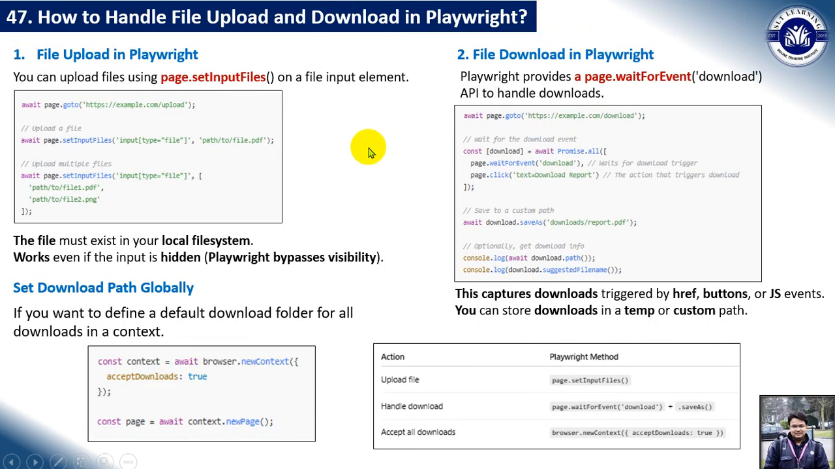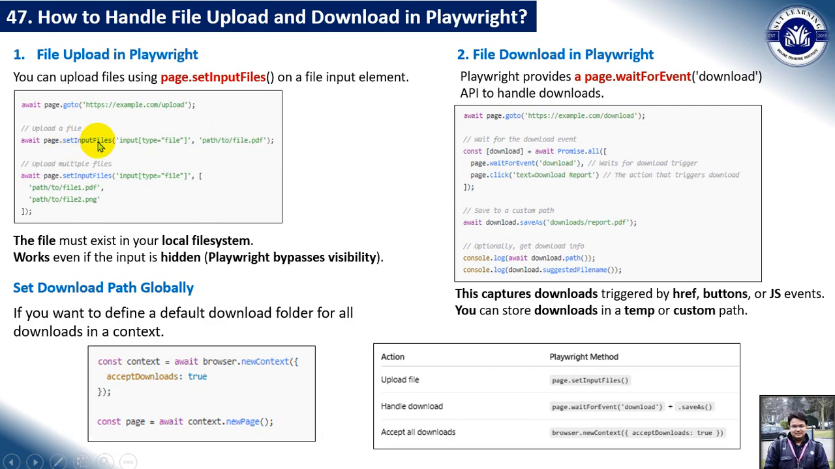How to handle file upload and download in Playwright, this is one we can take separately. To upload a file in Playwright, you can upload the file using page.setInputFiles. This is the command you can use on the input file element. Okay, so you can simply go to the URL, then you can call setInputFiles. You can provide the file path where you want to upload from, and this is the path from the directory of your local machine, or from your project folder.